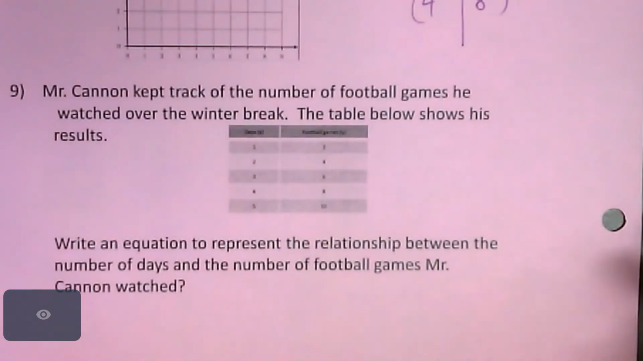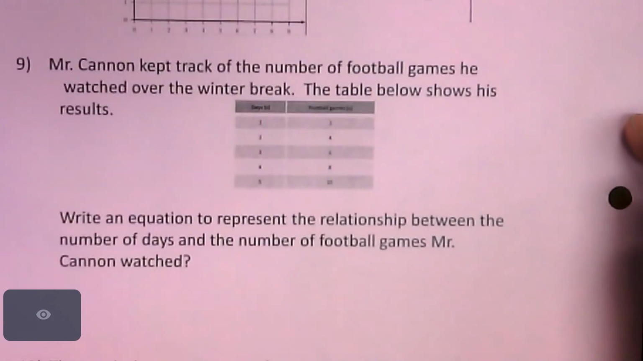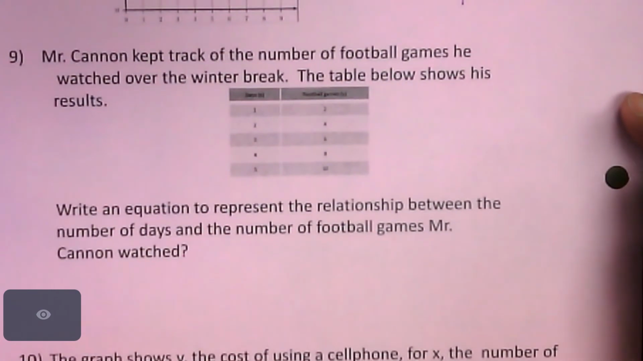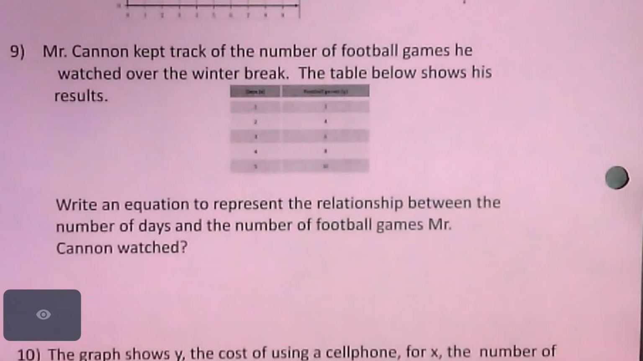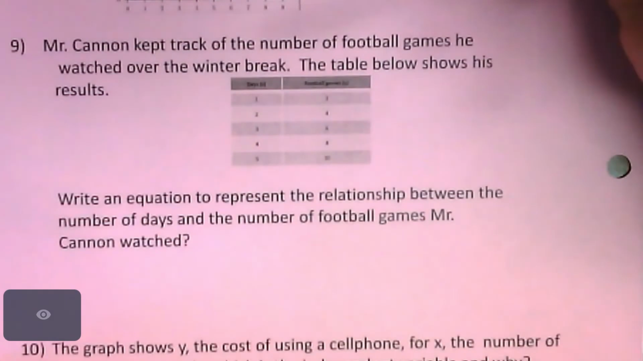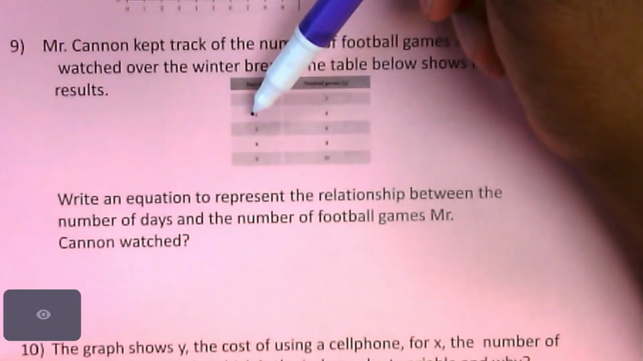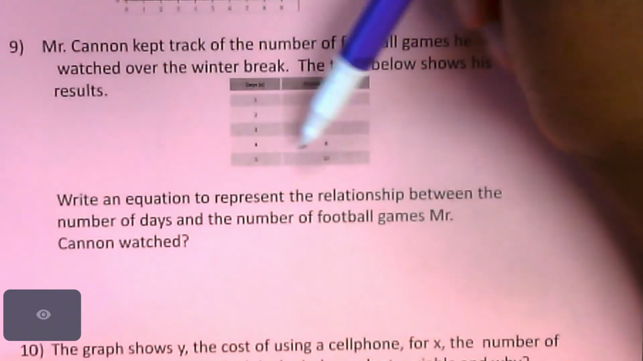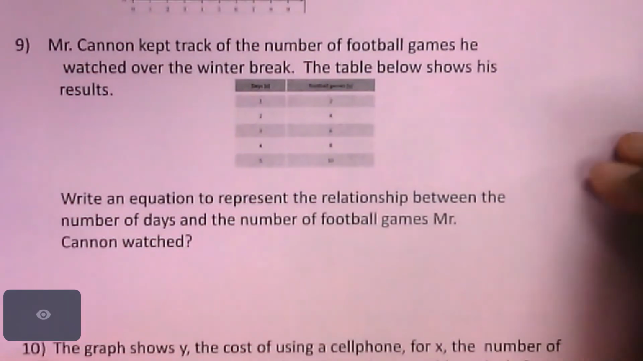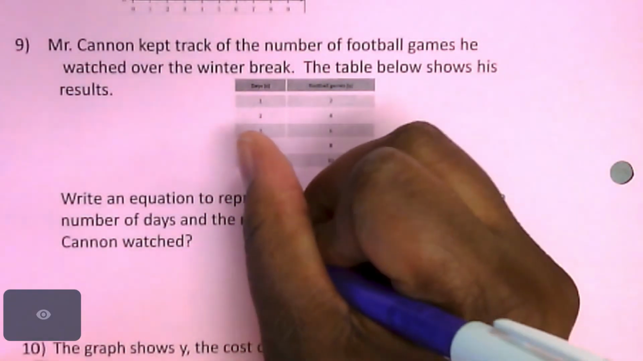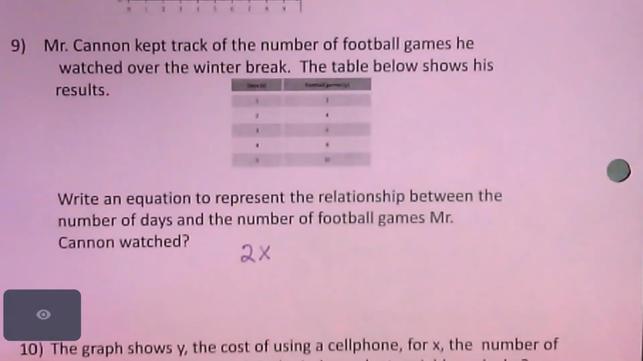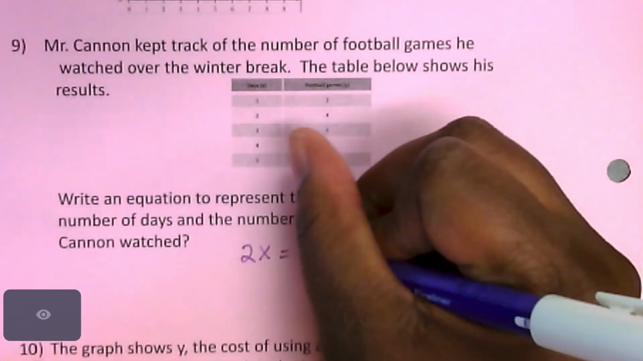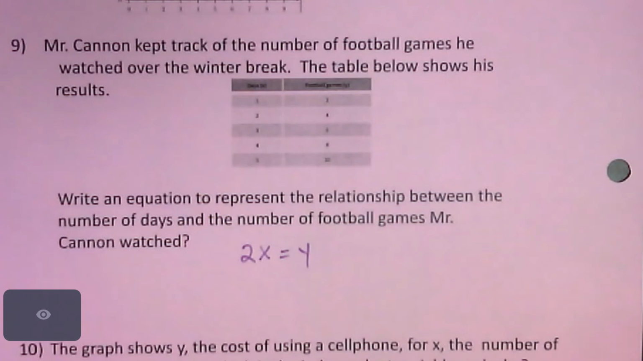All right. Number 9, Mr. Cannon kept track of the number of football games he watched over the winter break. The table below shows his results. Write an equation to represent the relationship between the number of days and the number of football games that Mr. Cannon watched. All right, so I see it's going from 1 to 2, 2 to 4, 3 to 6, 4 to 8, 5 to 10. Guys, I'm seeing it's taking that x and multiplying it by 2 in order to get my y. Boom, there's my equation.